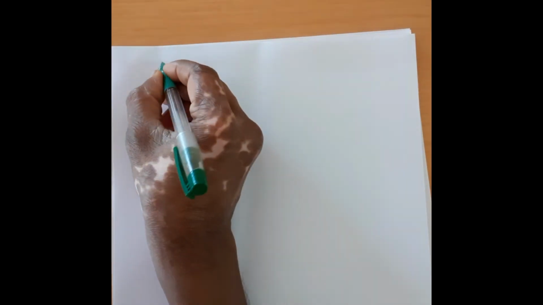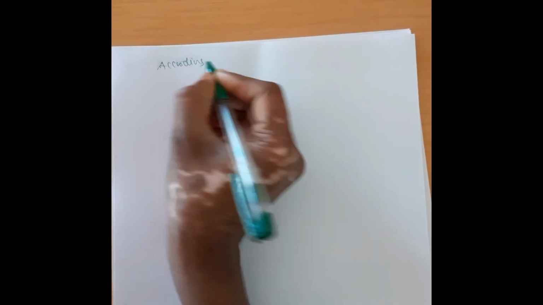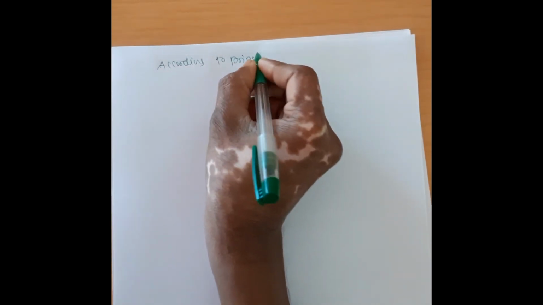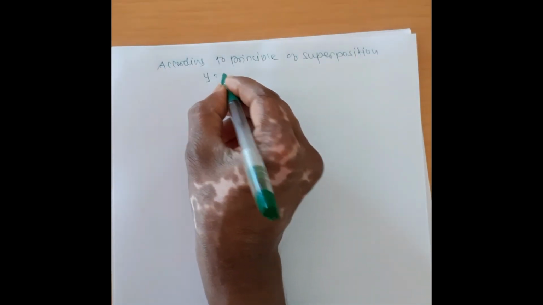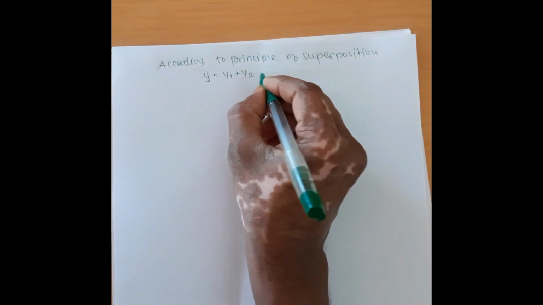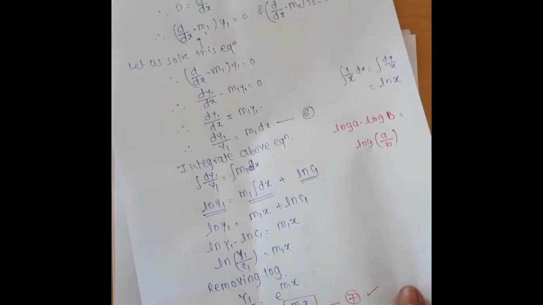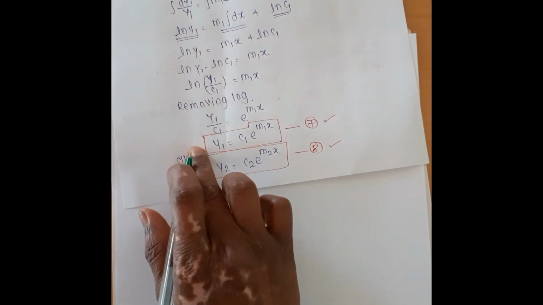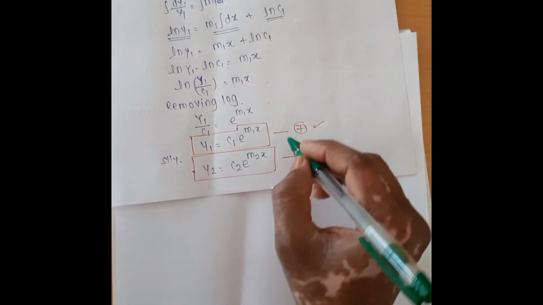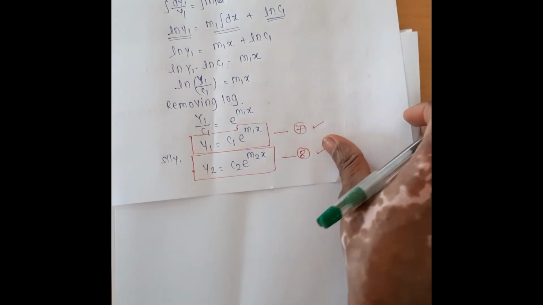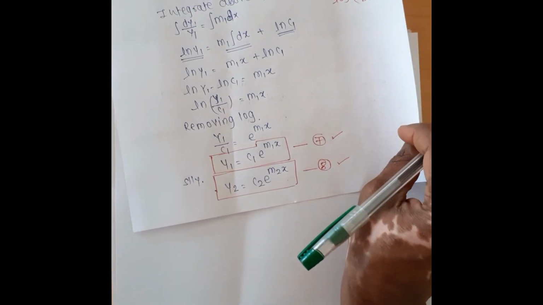Now, according to the principle of superposition, what is the principle of superposition? It means the values are added, so total y is equal to y1 plus y2. This is equation number 9. We already found the values of y1 and y2, so here we apply the principle of superposition. We just add these two values, y1 plus y2, then we get the total equation, or the solution of that equation.